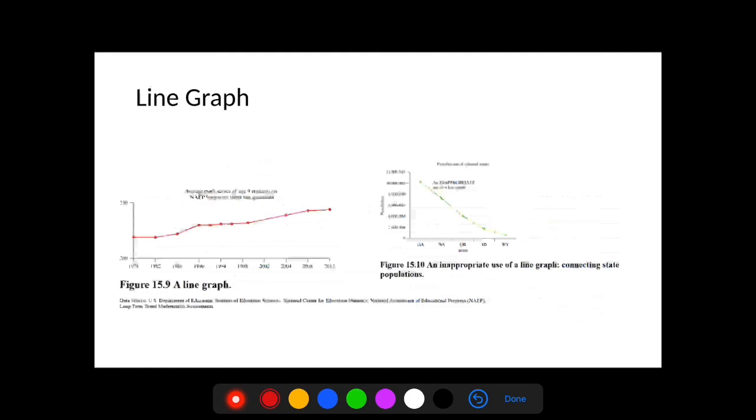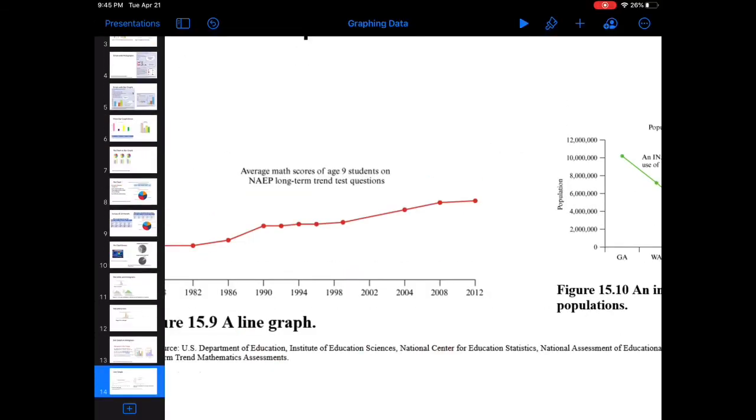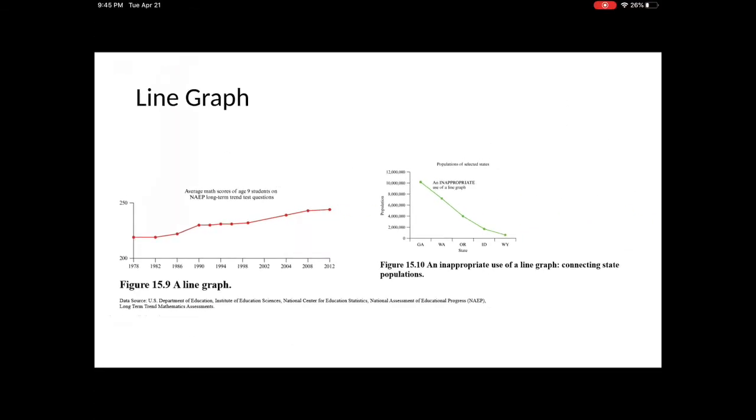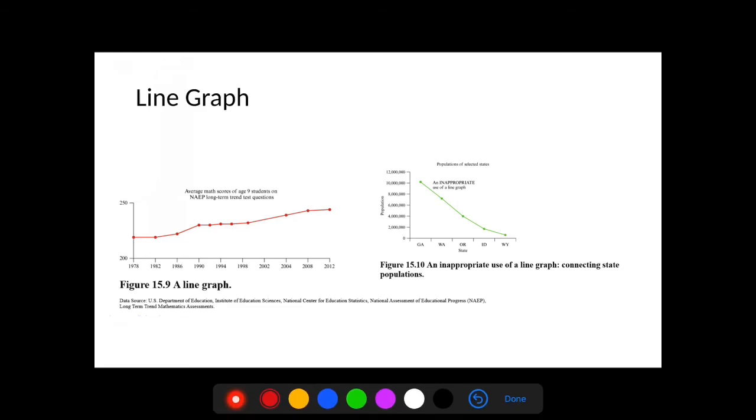Our last one is a line graph. We use it when we have continuous data, continuous meaning I could pick any number in between the numbers that I've shown. So here I have average math scores of age 9 students on a long-term trend test. Here we could pick the line graph, we connect the dots. We could pick any point and make meaning in that. So this, I would say, well, that probably was about 1988, and at that point in time, I could expect that average score right there.